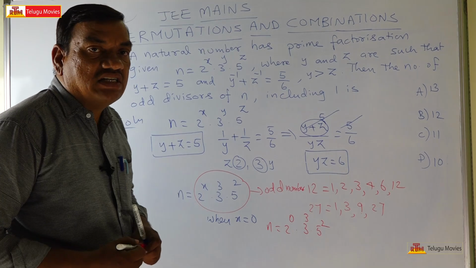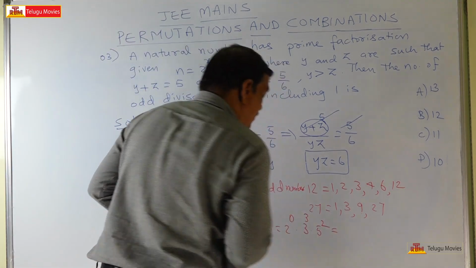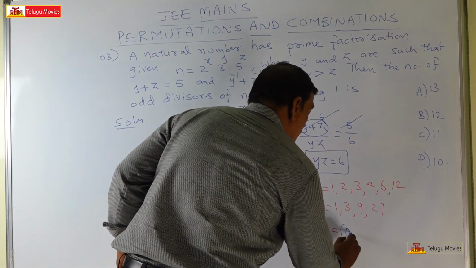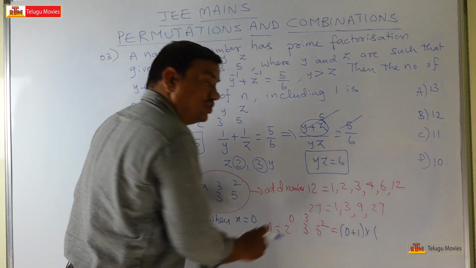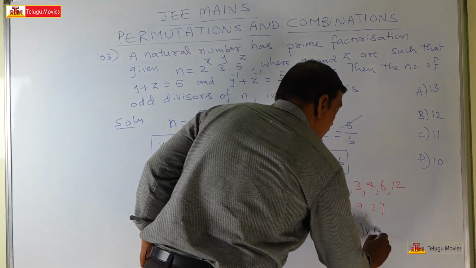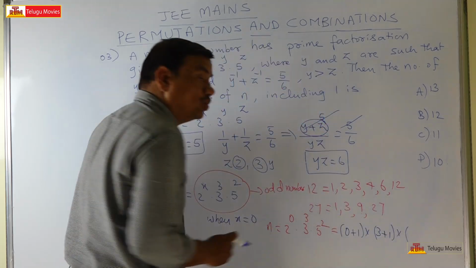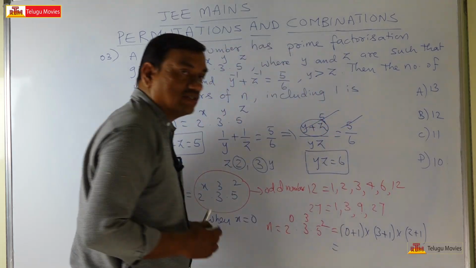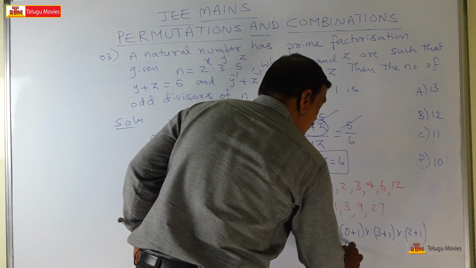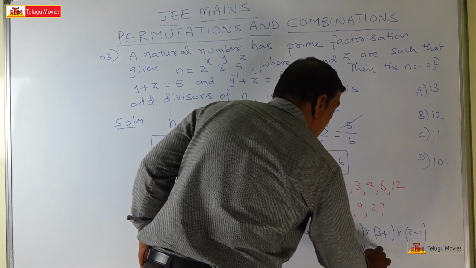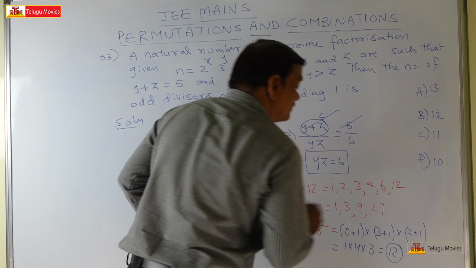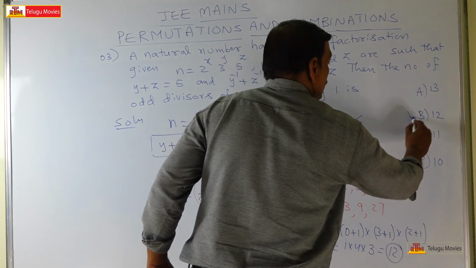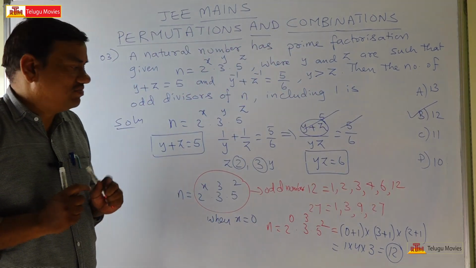So total number of divisors are how many? As usual I told the formula. In place of x, how much is there? 0. 0 plus 1 into 3 plus 1 into 2 plus 1. So total, 0 plus 1 is 1, 3 plus 1 is 4, 2 plus 1 is 3. So 4 threes are 12. So how many odd divisors will you get? You will get 12 odd divisors. So the question is very, very clear.